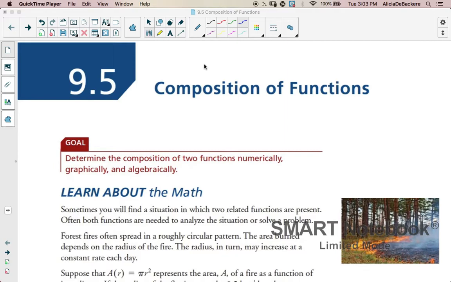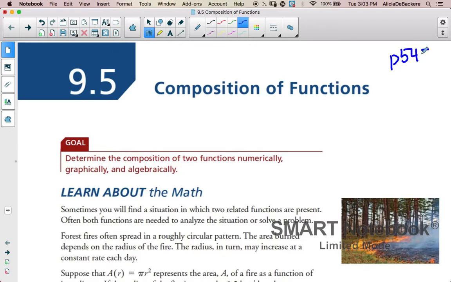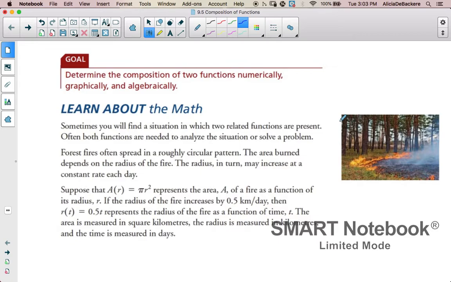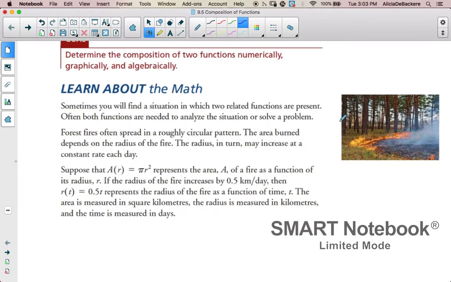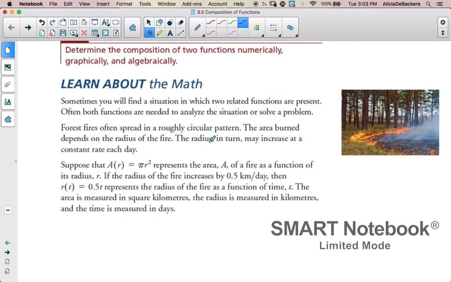So for composition of functions, if you just take a look on page 545 in your textbook, there's this introduction talking about why we might use something like this. They've got a simple example here about forest fires that spread in a roughly circular pattern. And so we know that the area burned will depend on the radius of the fire, but the radius is going to increase over time. So the radius depends on time.